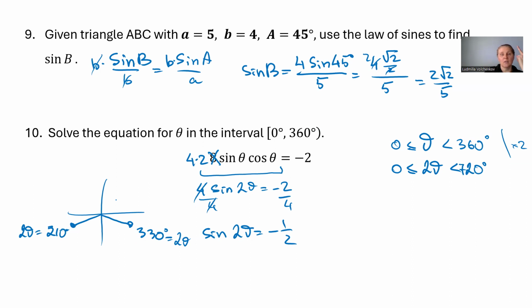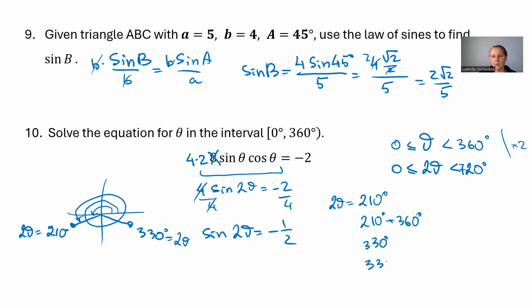So we must consider 2 values for each terminal side. So 210 and 210 plus 360, 330 and 330 plus 360. So 2 theta equals 210, 210 plus 360, 330, and 330 plus 360. Divide by 2. So theta is 105.